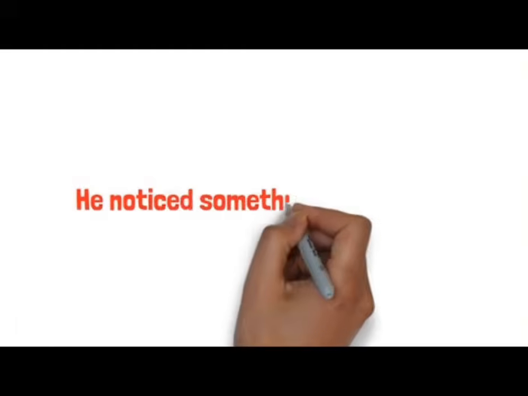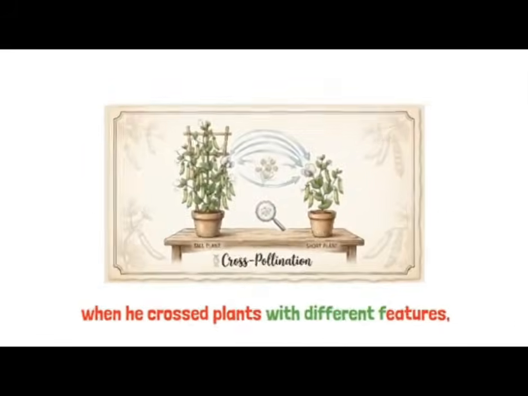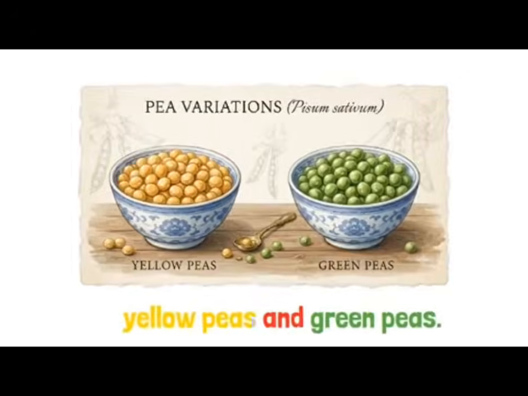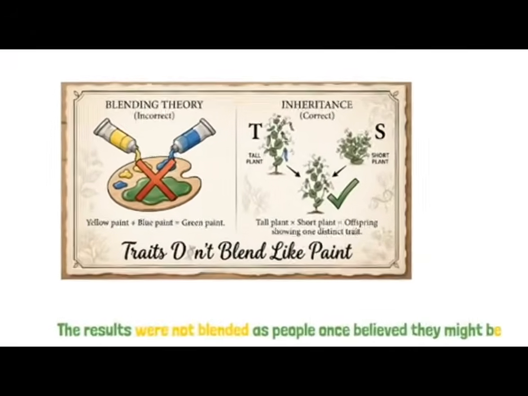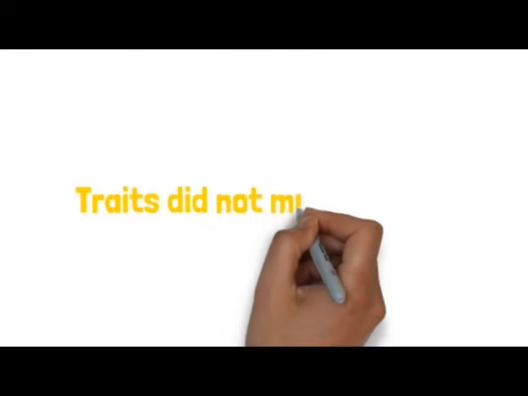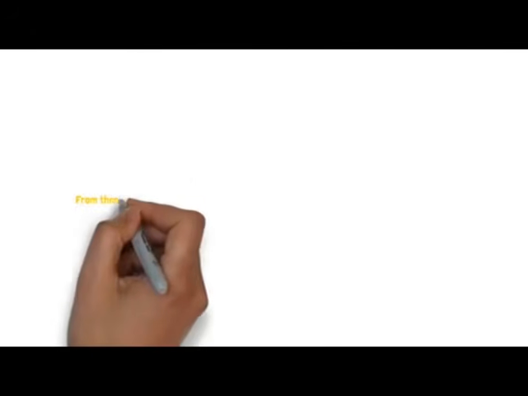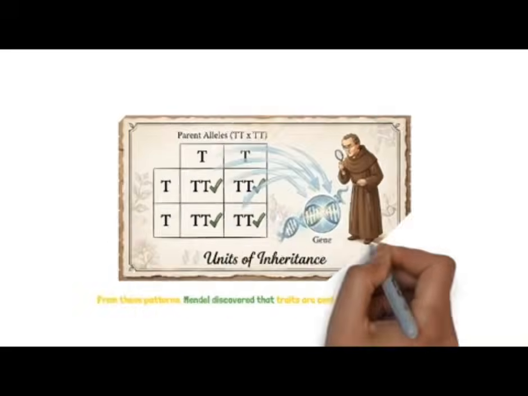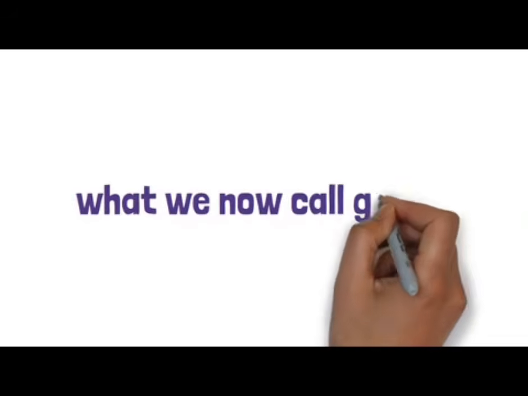He noticed something remarkable. When he crossed plants with different features, tall and short, yellow peas and green peas, the results were not blended, as people once believed they might be. Traits did not mix like paint. Instead, they followed clear patterns. From these patterns, Mendel discovered that traits are controlled by units of inheritance, what we now call genes.